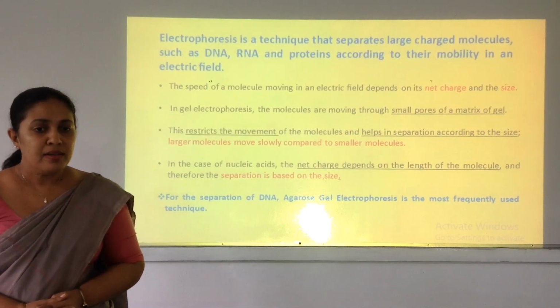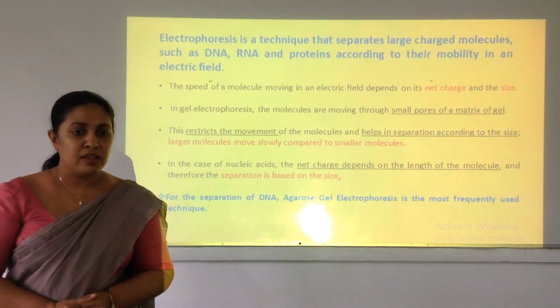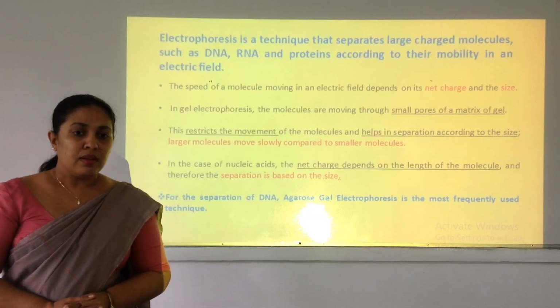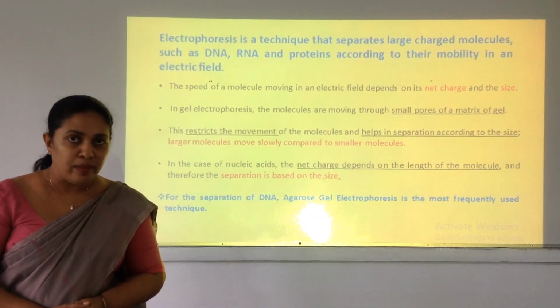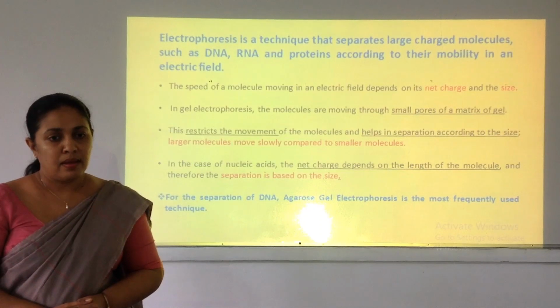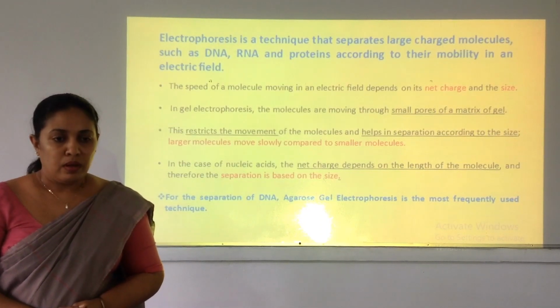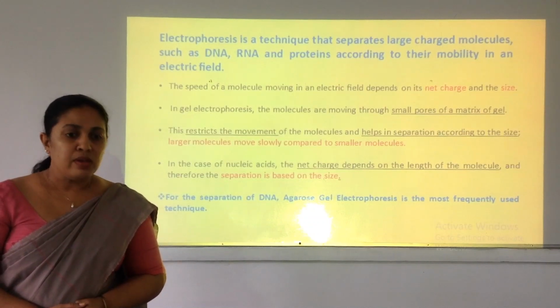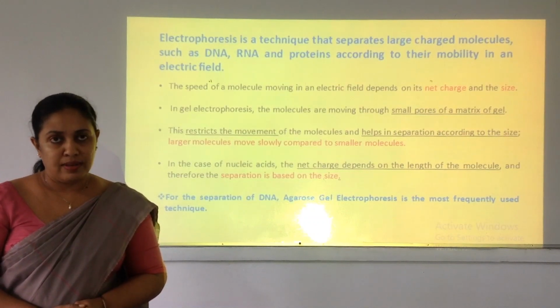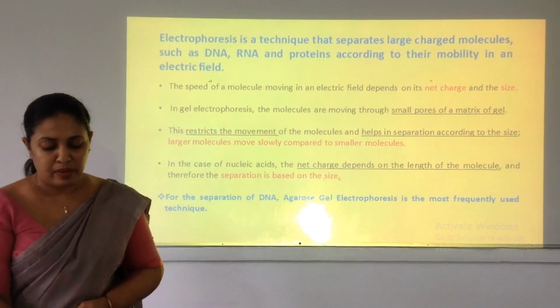And since there is a charge, the molecular charge is very important. The charge depends on the length. Because of this, the separation is based on the size also. So, for the separation of DNA, agarose gel electrophoresis is the most frequently used method.